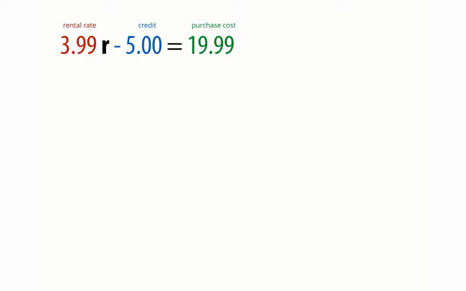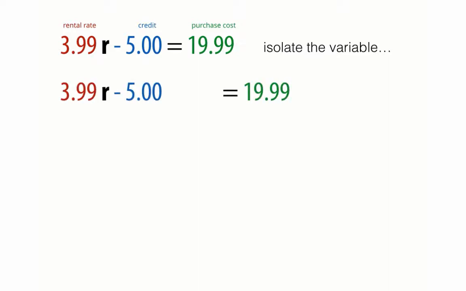So here's the equation I want to solve. How do I solve it? Well, it all boils down to one thing. Isolate the variable. Get R alone. And here's how we do it. I'm going to take the equation, and what I'm going to do is I'm going to get rid of the subtraction of $5 by adding $5 to both sides of the equal sign. The property that allows me to do this is called the addition property of equality.